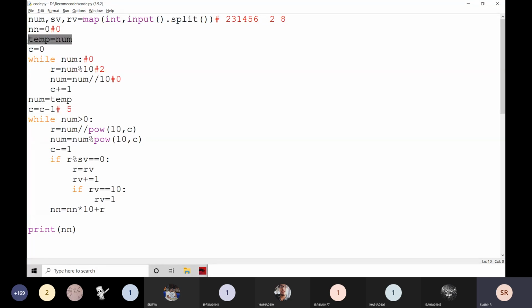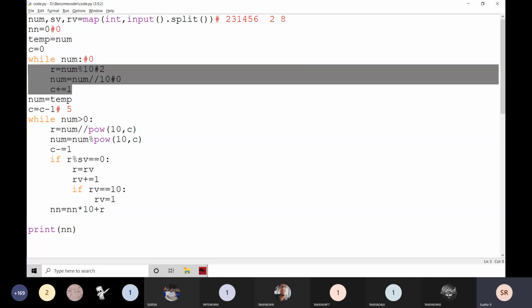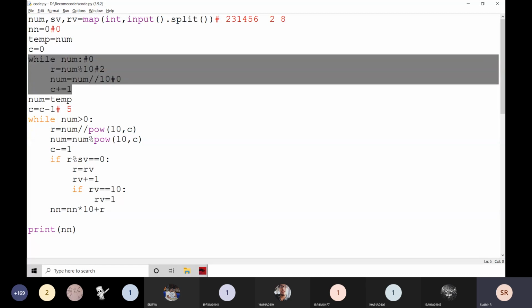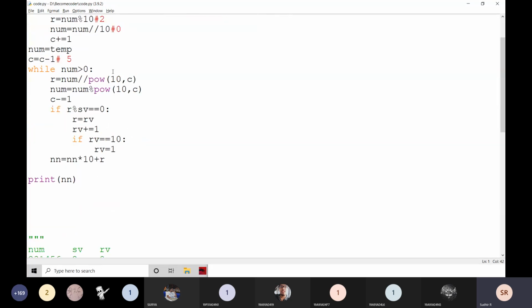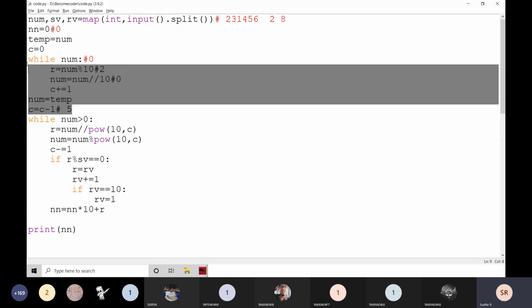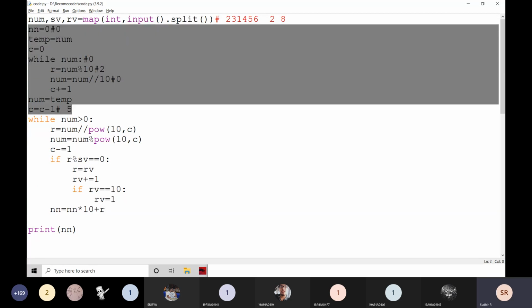I'm going to take temp is equal to num, and after this loop num becomes 0. Then again I'm going to overwrite that value. I'm going to set the value again with the original value. Then coming into this one, is it clear up to this, students? What I'm writing here? Yes, sir. Up to this, I'm just finding how many digits are there in that number. That's it, nothing else.